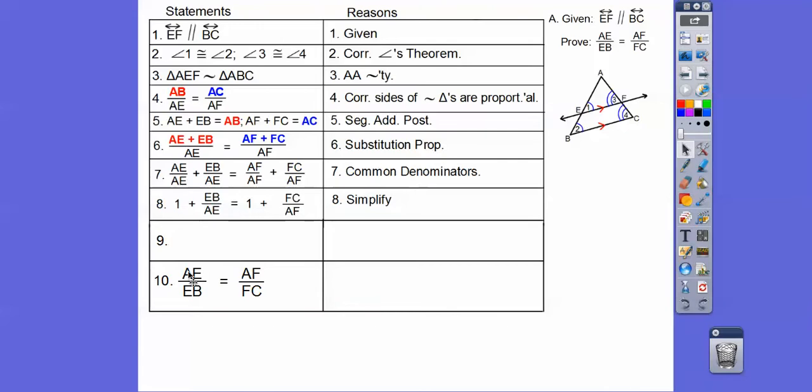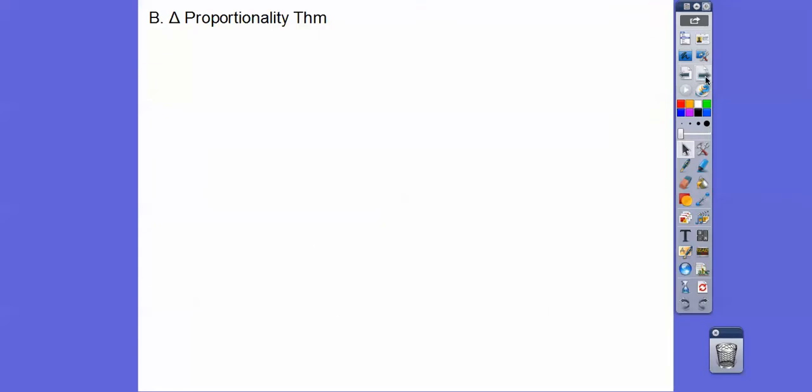Now remember, our goal is AE over EB. Here we have EB over AE. Here we have FC over AF, and we want it to have AF over FC. So let's take away these 1s on both sides. We're going to subtract 1 from both sides, by the subtraction property. And then these are just the reciprocals of these, so we can just call that the reciprocal property.